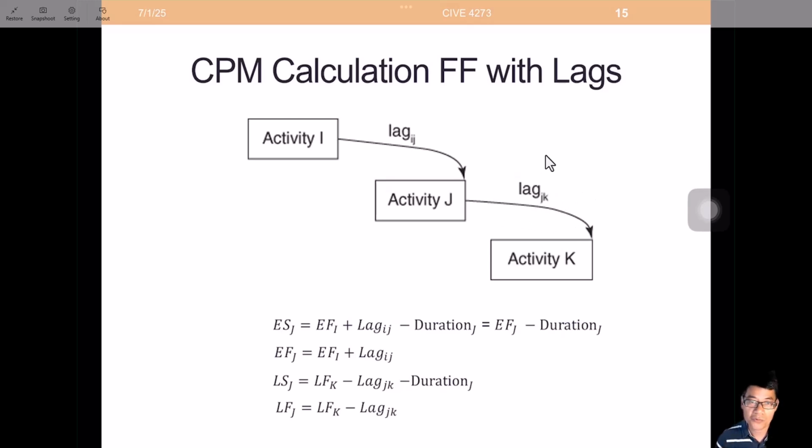That's the formula for the CPM schedule calculation with different logics and lags and leads. Even though I didn't really include leads, a lead is basically a negative lag number, and the equations are exactly the same.